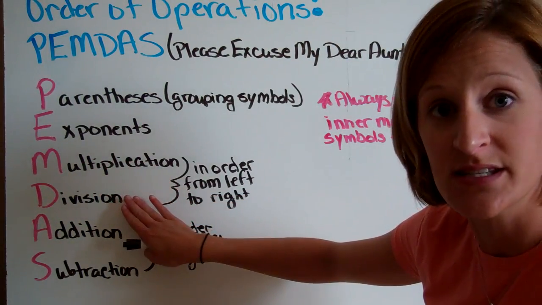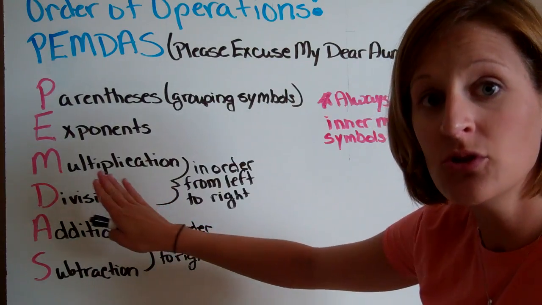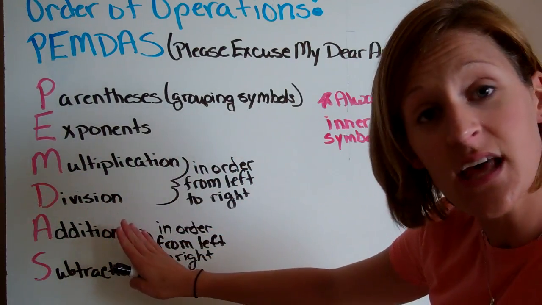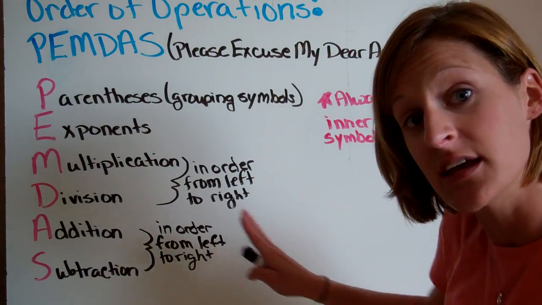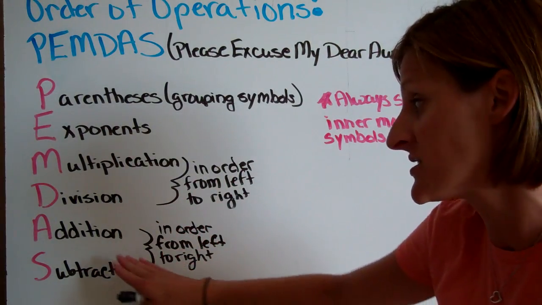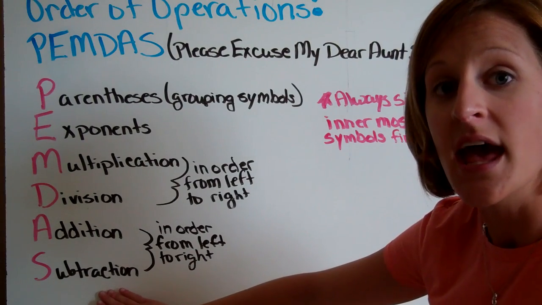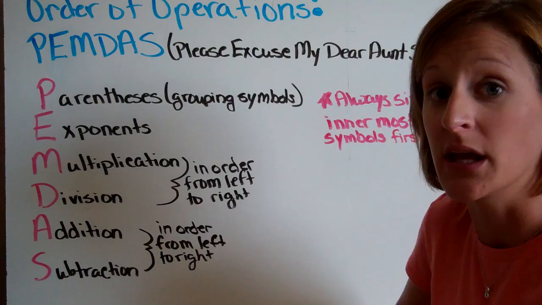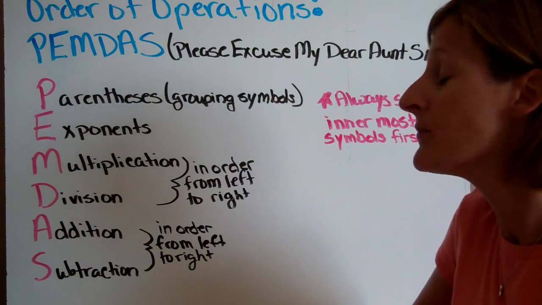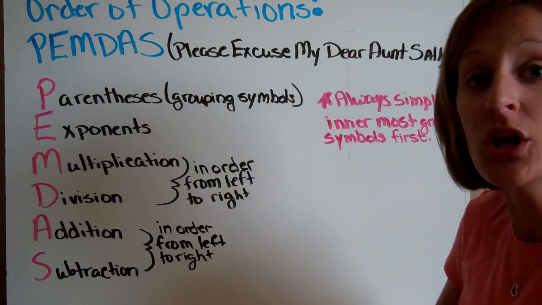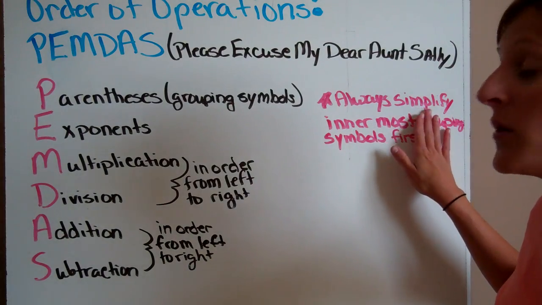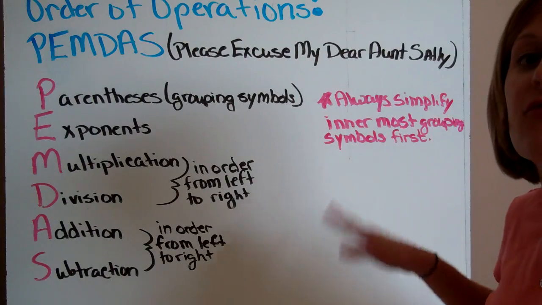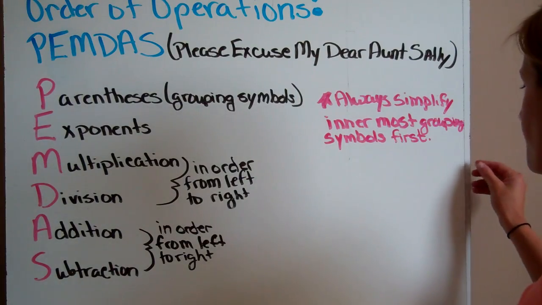And you do these two steps at the same time, but you do them in order of appearance from left to right. So if a division sign comes before a multiplication sign, as you read left to right, you do it first. Same thing with addition and subtraction. Now, if you have more than one grouping symbol in your equation or your expression, you need to make sure you always simplify the innermost grouping symbol first before you go to the outside.